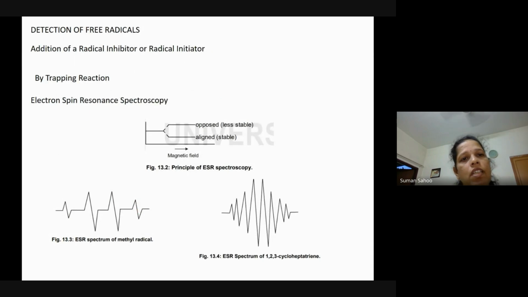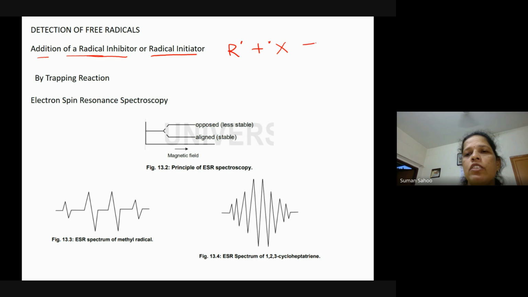Okay, how are free radicals formed, and how do you detect them? Addition of a radical inhibitor or radical initiator. If you just add another chemical which inhibits the growth of the radical, suppose we have R dot in our reaction mixture, and we purposefully add another radical, suppose any X dot, what it would do is quench the reaction, like it would eat all the free radicals present in our reaction, so the reaction will stop. So that is one kind of detection of free radicals.